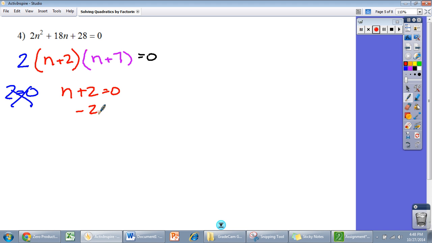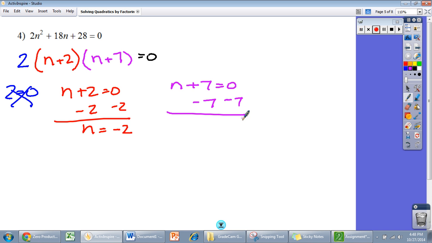I'm going to solve for n. I'm going to get n equals -2. And my last factor, n plus 7, set that independently equal to 0. Subtracting 7, I get n equals -7. So my two solutions, my two roots, my two zeros, my two x-intercepts are n equals -2 or n equals -7. Let's go to our next problem.